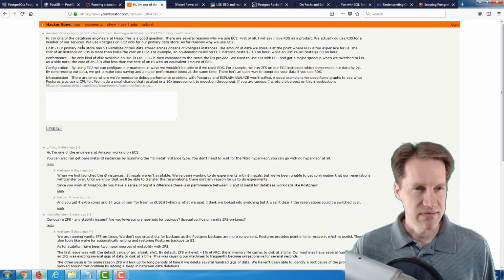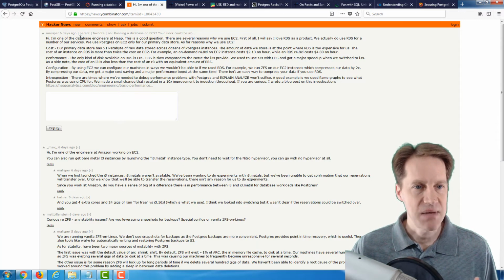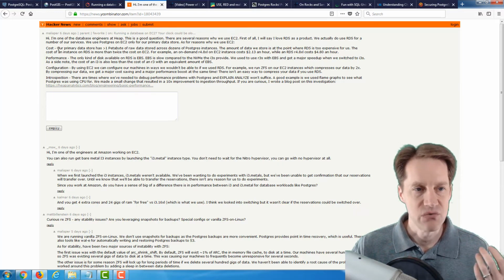Now, related to that, there was a post on Hacker News that you also might want to consider, and it's a database engineer at Heap Analytics discussing why they use EC2 as opposed to using RDS. And they say they do use RDS, but they use Postgres on EC2 for their primary data store. And the reason he goes into is the cost. It's much cheaper to not use the RDS platform. They're able to get higher performance, again, because they're using the i3s and the NVMe performance they get compared with the Elastic Block Storage in AWS.